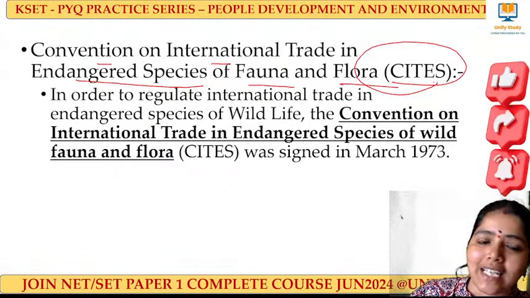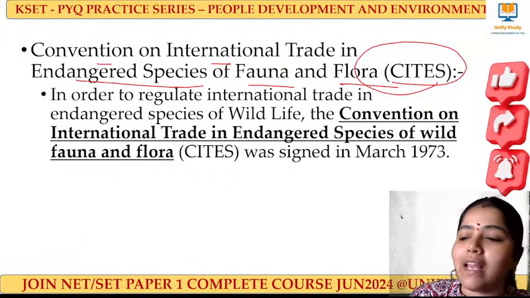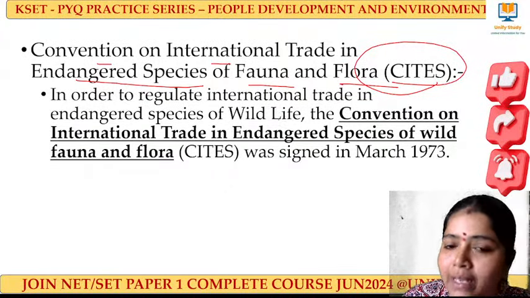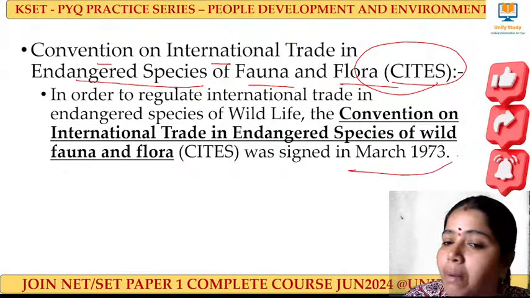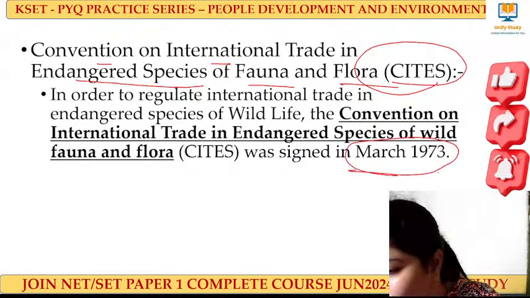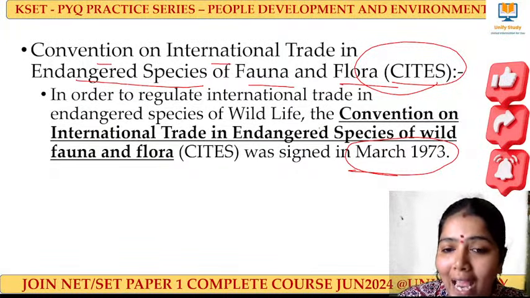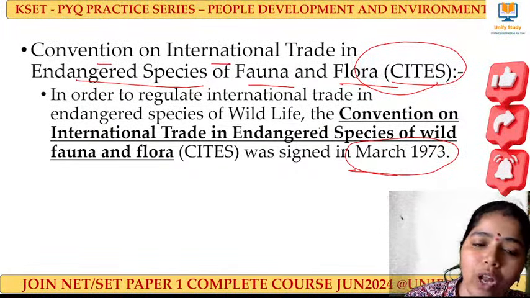CITES. This convention is mainly to regulate the international trade in endangered species of wildlife, and it was signed in March 1973. Very good, Prabhakar, Yuvarani. Very good. This is mainly meant for what? Endangered species of wild fauna and flora.